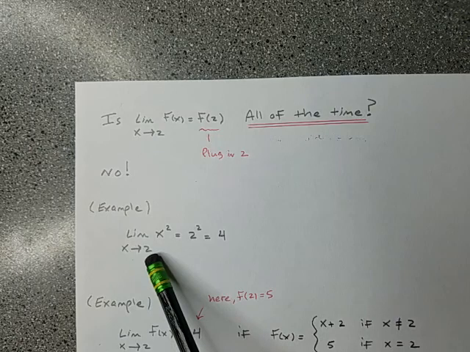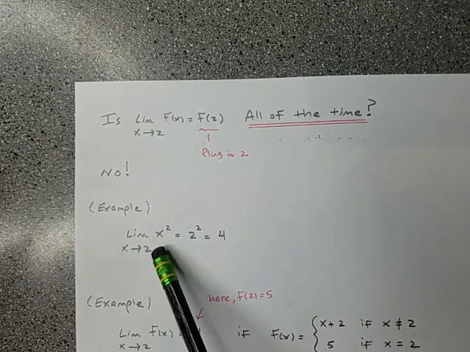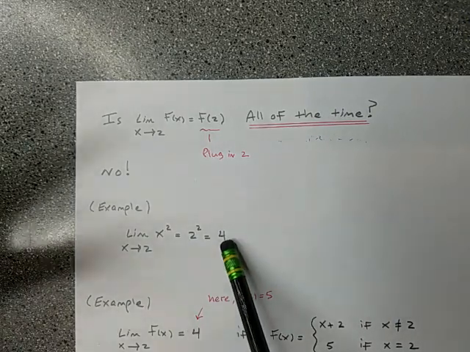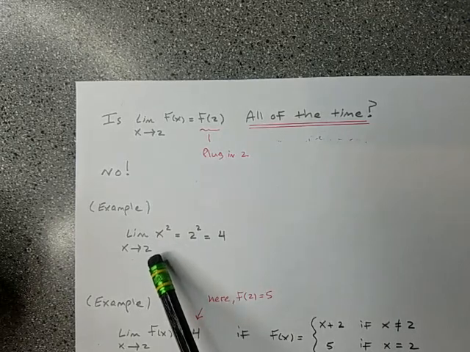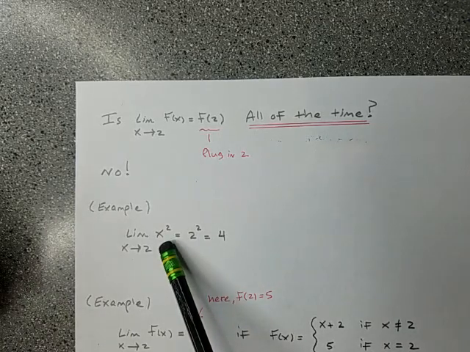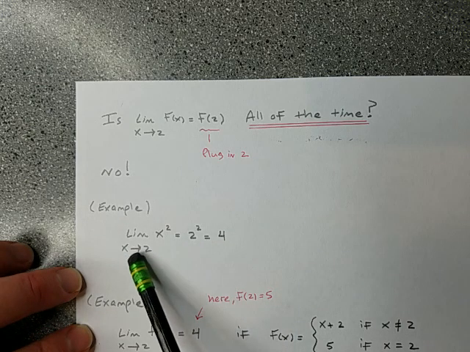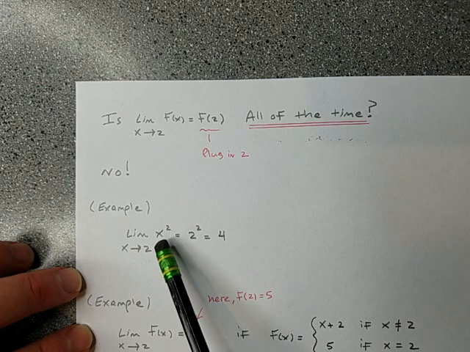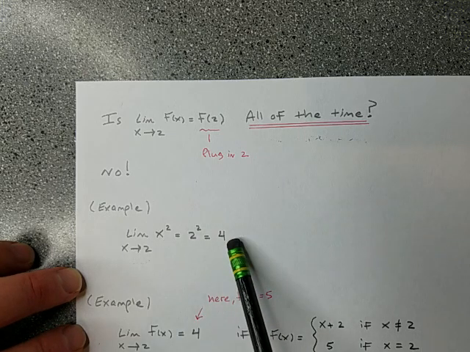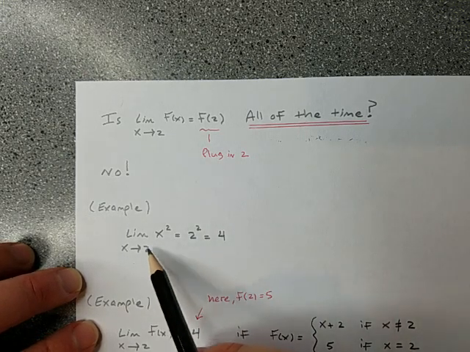What do you think 1.9999 squared is? It's about 4. And what do you think 2.00001 squared is? It's about 4. So yeah, if x is really close to 2 for the function x squared, the y will be really close to 4. Okay, so for that one, yes, you can plug in the 2.